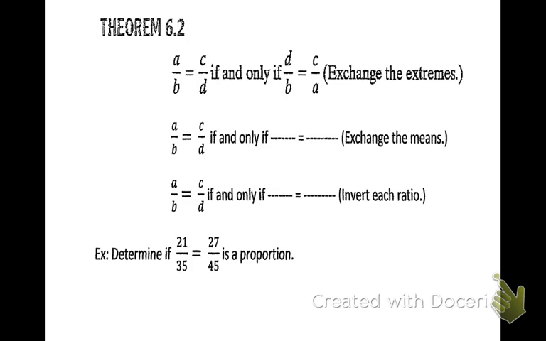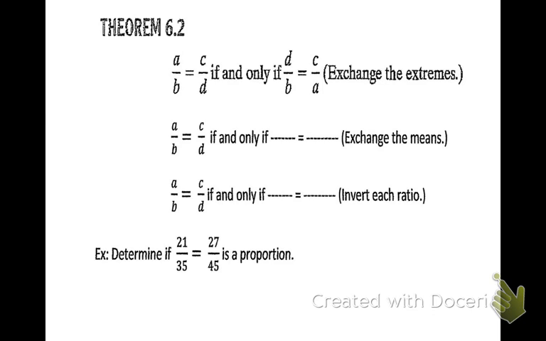In the first one, we're exchanging the extremes. We're exchanging A and D. In the second one, we're going to exchange the means. So what would my fraction read? A over B equals C over D if and only if what?